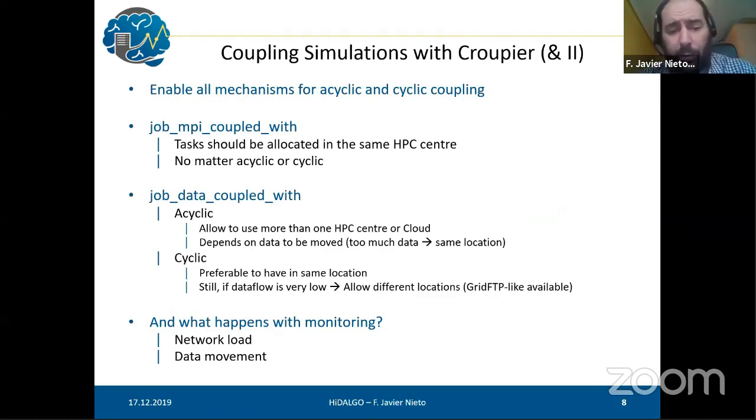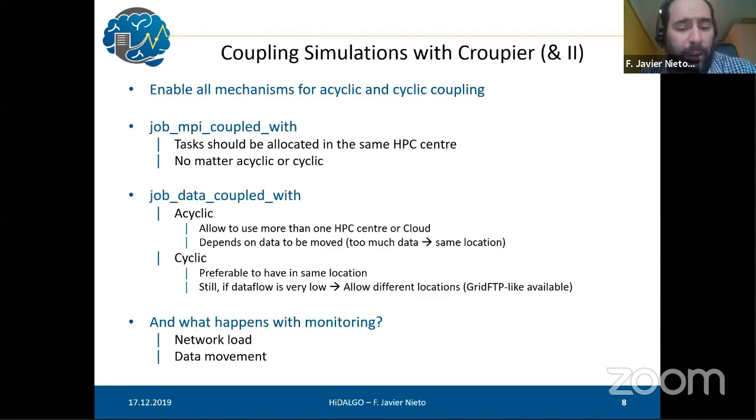In the case of weak coupling mechanism, we could differentiate between acyclic and cyclic, in the sense that in cyclic ones, we expect both of the tasks or simulations to be interchanging a lot of information pretty much all the time. So the traffic could be high. And in that case, the preferred option would be to put them in the same location, but still, depending on the data flow they have and the kind of mechanisms that we have available, it could be possible also to allocate them in different locations.